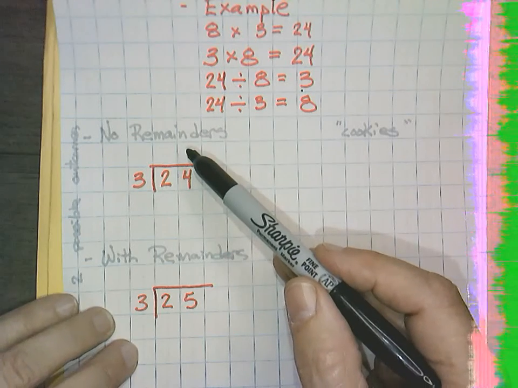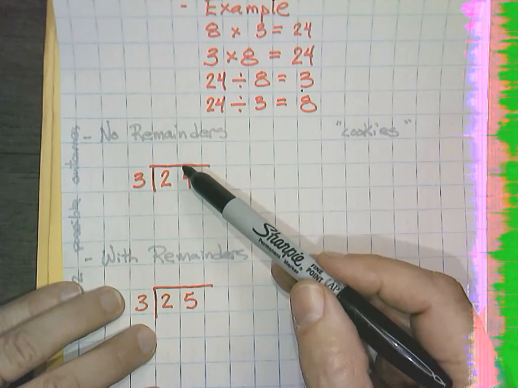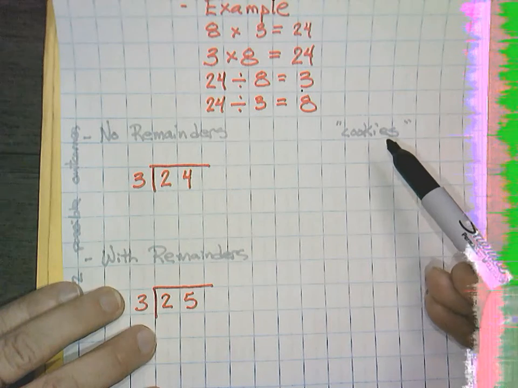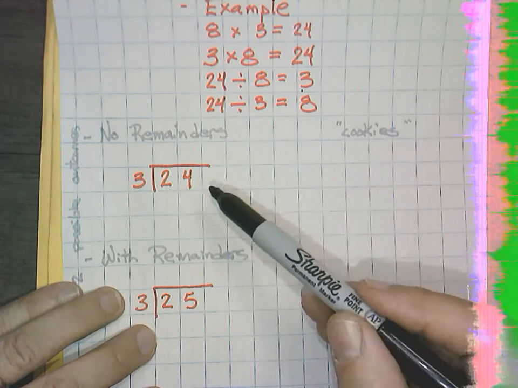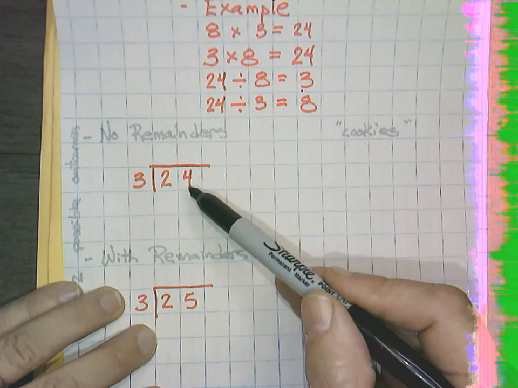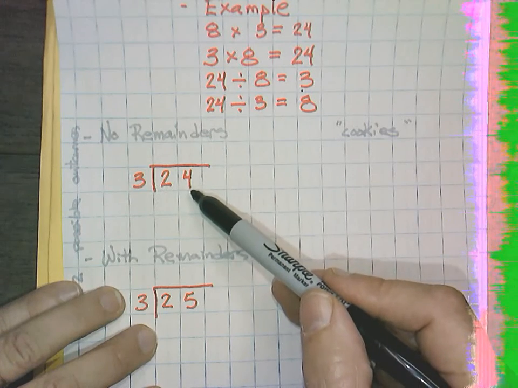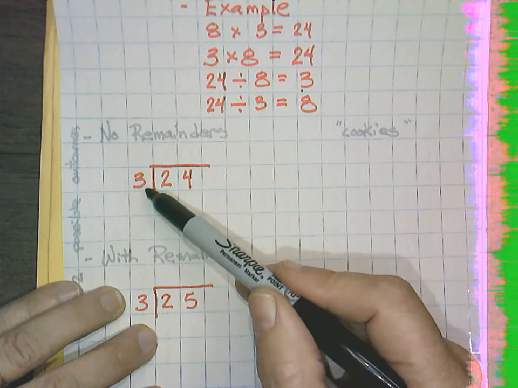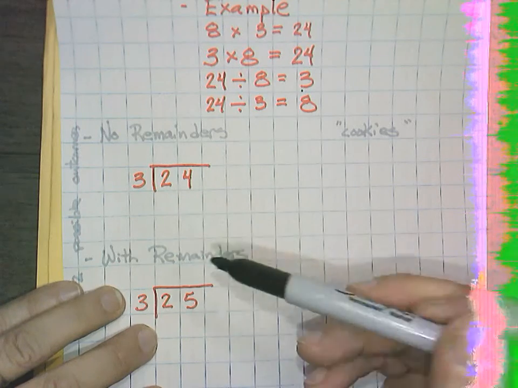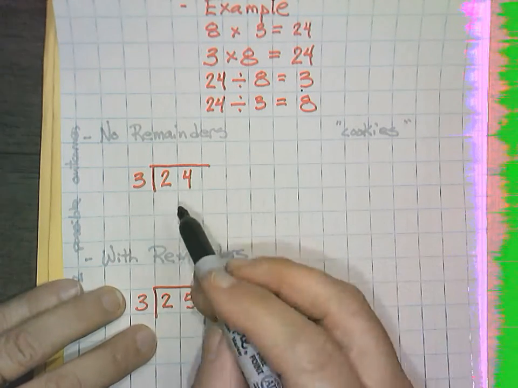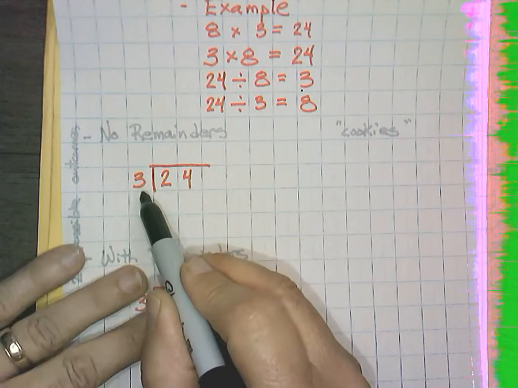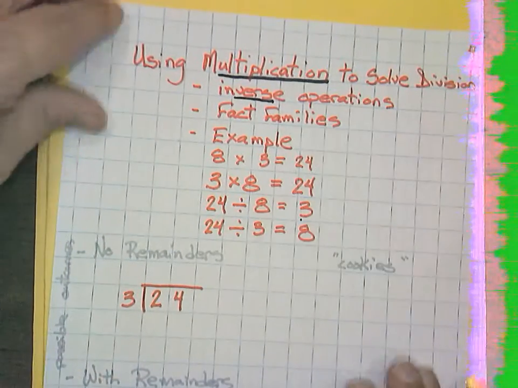Let's do an example with no remainders. And I wrote the word cookies here to remind myself to think, a lot of times when you do division, try to think of this dividend as if you had cookies. And you say, what do you mean? Well, 24 cookies divided by 3 people. It kind of brings it to life and helps you understand it a little bit better. Okay, 24 divided by 3. Remember, we are going to use multiplication.